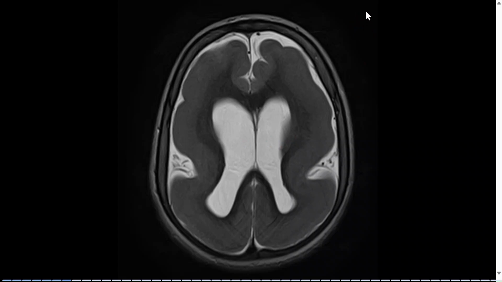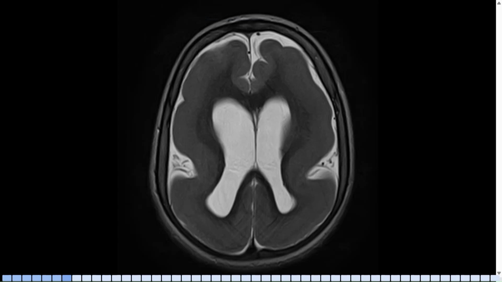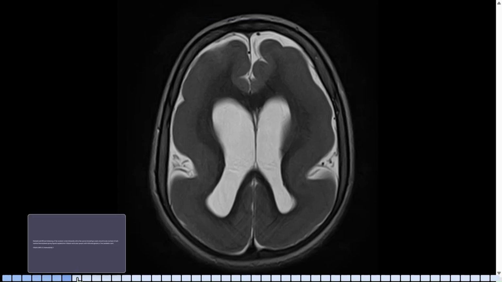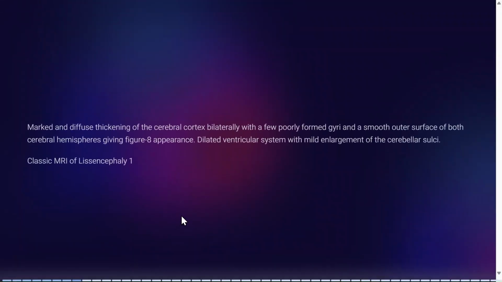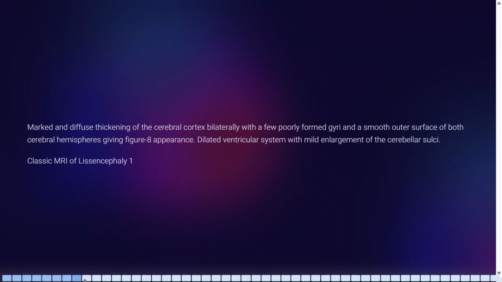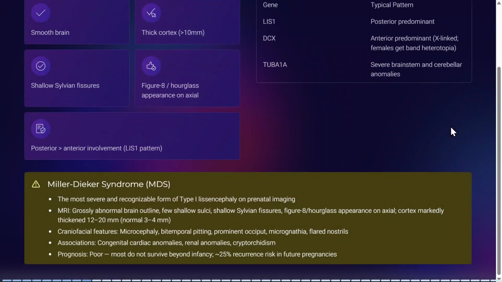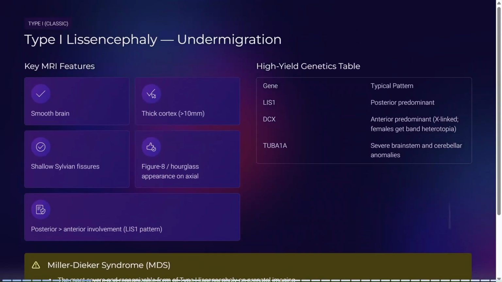and this is the classic appearance for Lissencephaly 1. We have written that in here as well, whatever we were seeing. But let's review what is Lissencephaly 1. So we already know that this is an issue with migration. So basically there is under-migration and neurons fail to reach the cortex. So neurons are not reaching the cortex, and there is no formation of sulci and gyri.